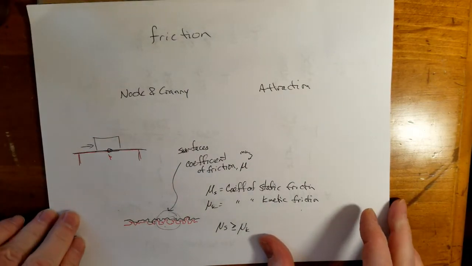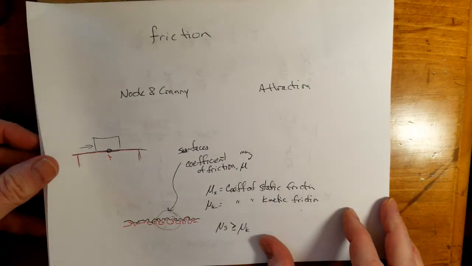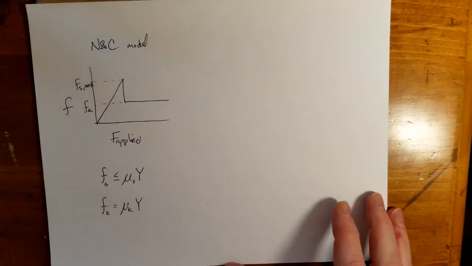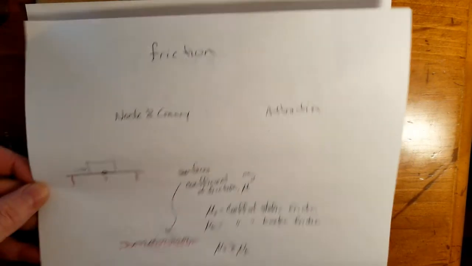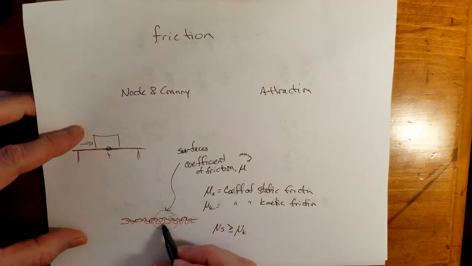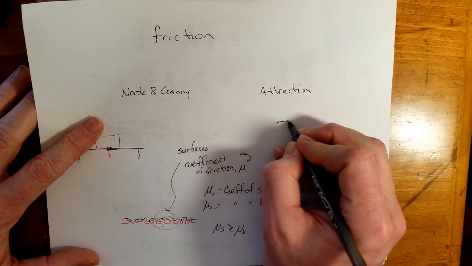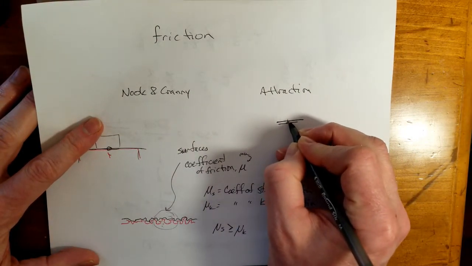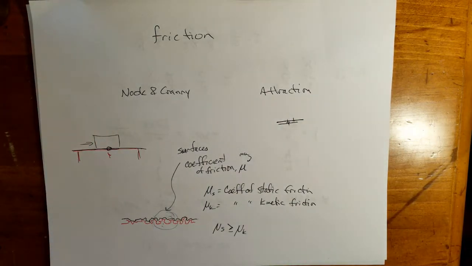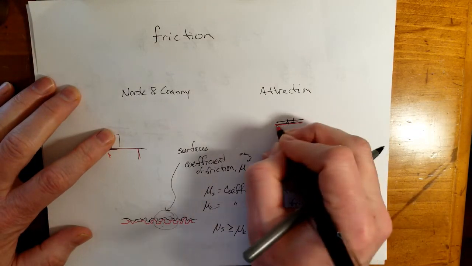The attraction model is a little bit different. Yeah, you've got the nooks and crannies there, but what's really more important is if I look at the two surfaces, there's actually an attractive force between them. And I lost my color coding, so we'll throw that in there. I got my table right here.